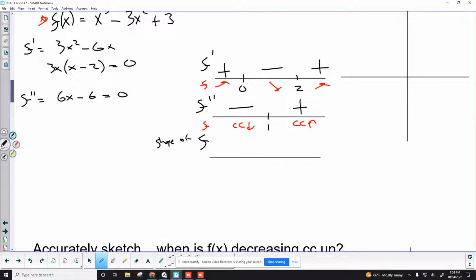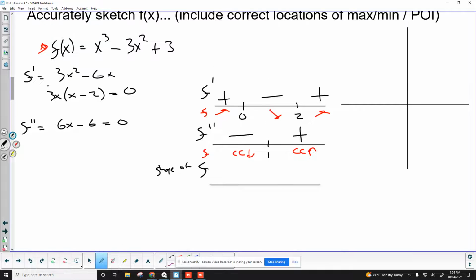And then for the shape of f, I'll throw all three of my things down, 0, 1, and 2, to know what the shape looks like on each interval. So figure it out. What's the shape of my function on each little interval: before 0, from 0 to 1, from 1 to 2, and from 2 on?